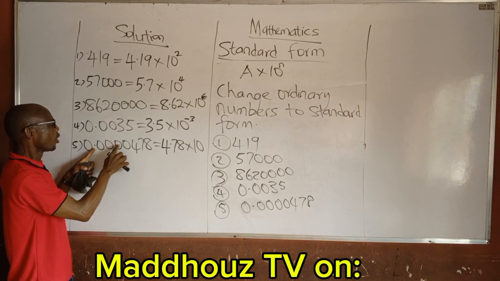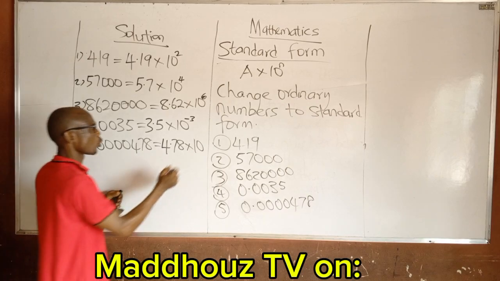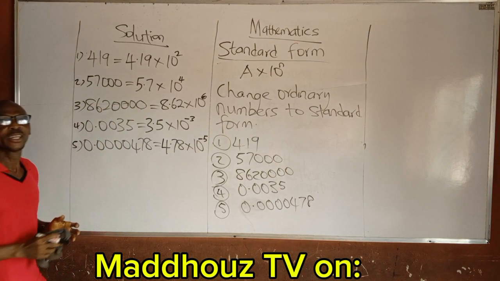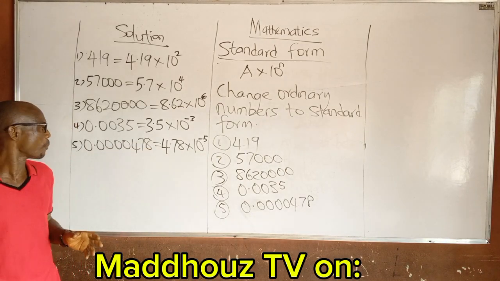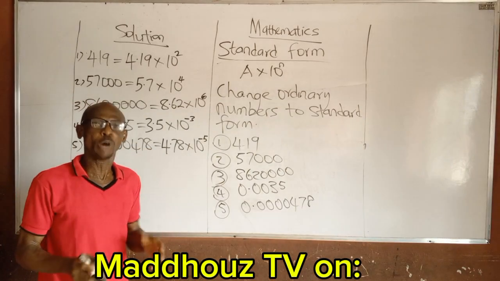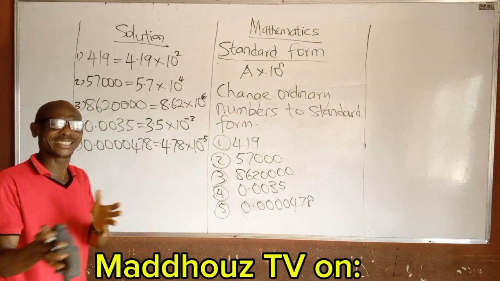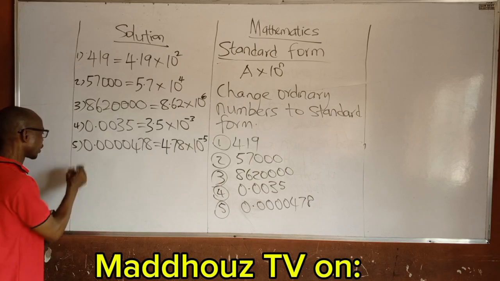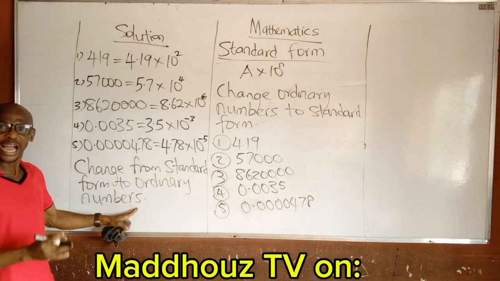Now let's look at that. 1, 2, 3, 4, and 5. And that gives us 10 raised to the power of minus 5. This is how numbers are written in standard form. Most times we can also be required to write numbers in standard form in ordinary form, from standard form to ordinary numbers. Let's look at how we do that.